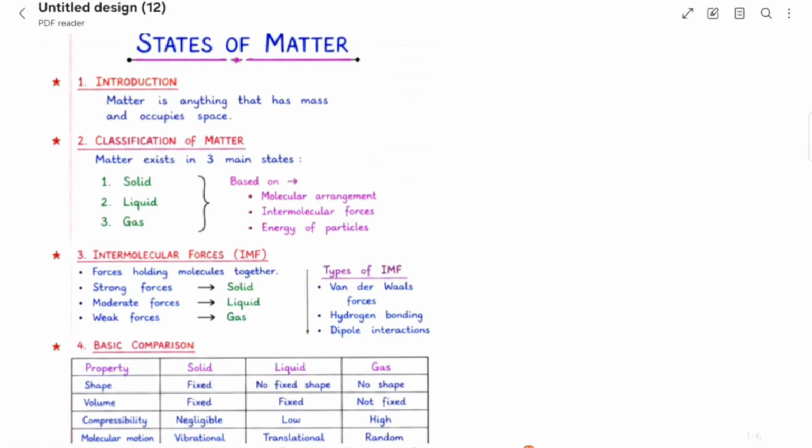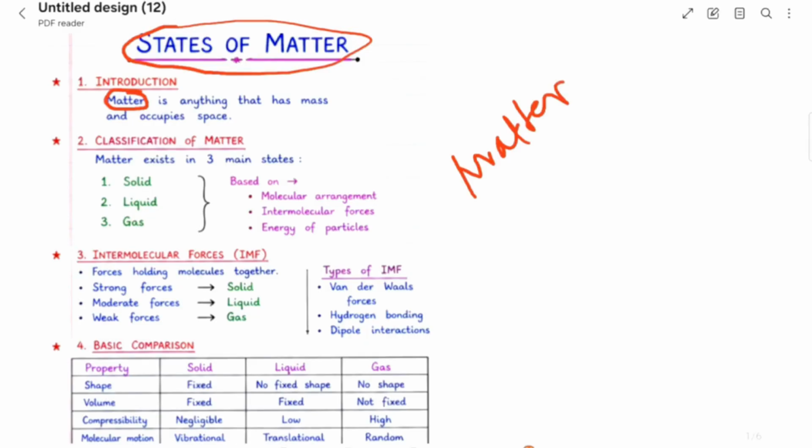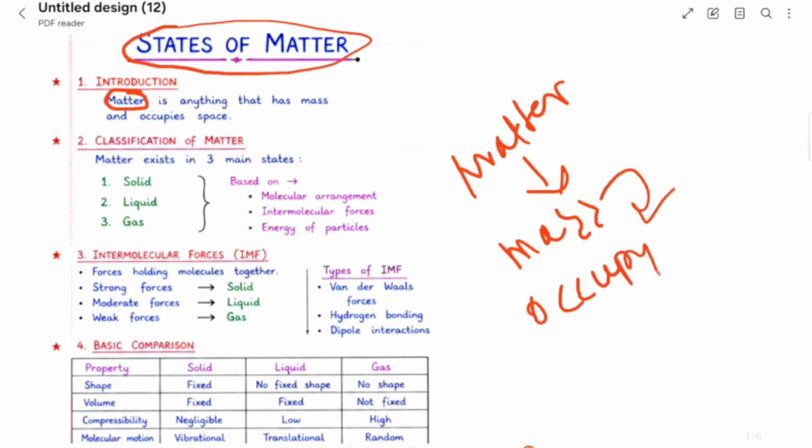So today's video topic is states of matter. Here we are going to discuss the different states of matter. So first of all, what is matter? Matter is nothing but anything which has some mass and occupies some space.